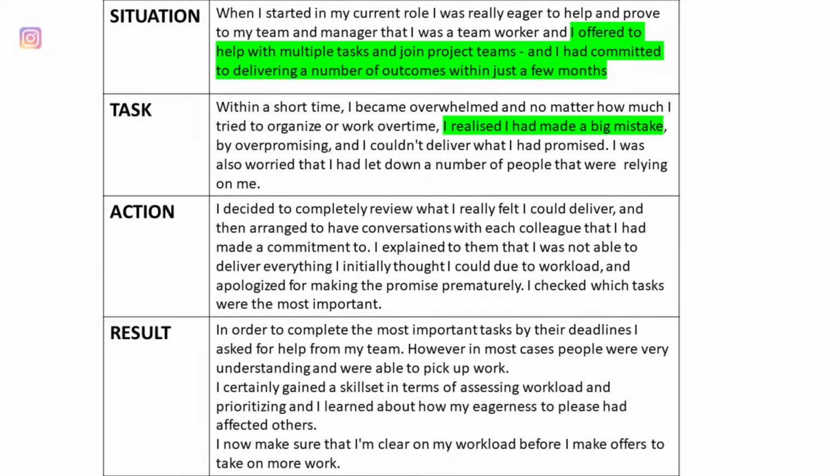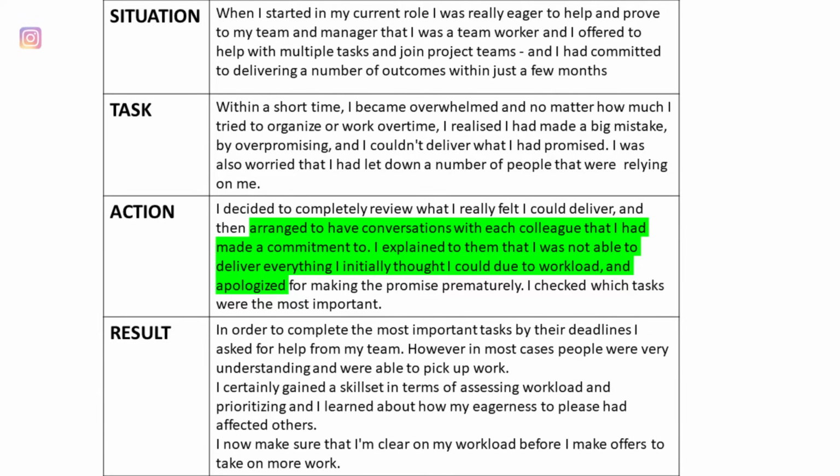In this example, the person realized early what they had done and were able to check which tasks were most important before they were due. This is also a great skill set to demonstrate in your interview because it shows self-awareness after you've made a mistake and your ability to correct it. Two other reasons this is a strong answer are here: honesty and communication, the willingness to have an awkward conversation and correct your mistake, the ability here to ask for help, and your understanding of what skill sets you gained.